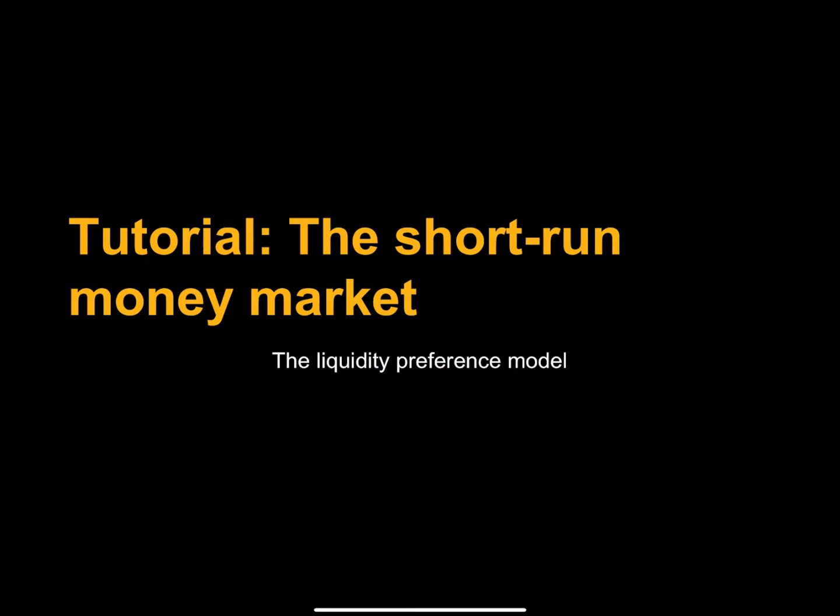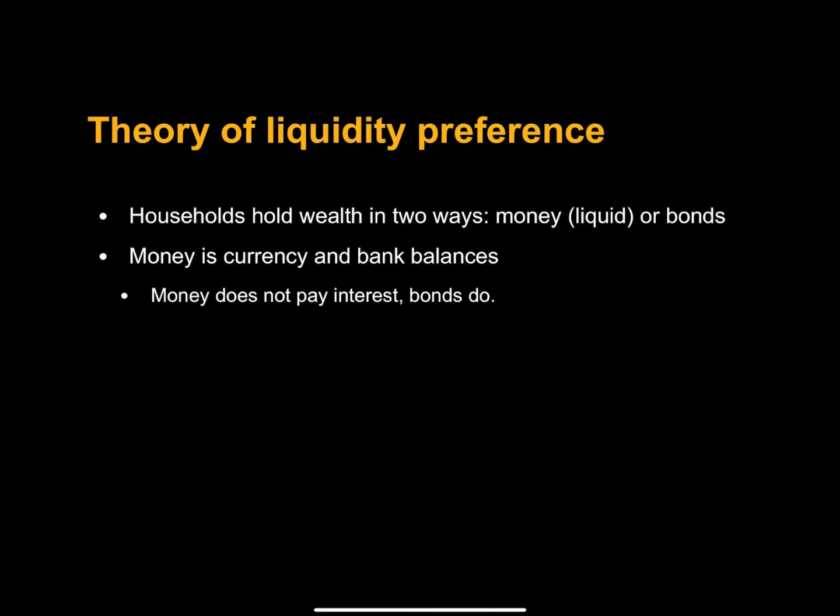In this tutorial, I'd like to talk to you about the money market in the short run. This is sometimes called the liquidity preference model. The primary assumption of this model is that households hold their wealth in two ways: money, that liquid asset that you can use to purchase goods and services, or bonds.